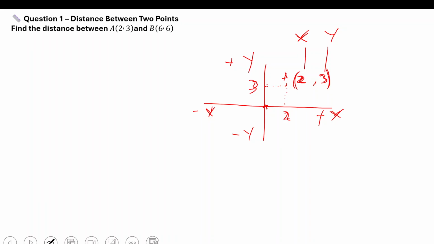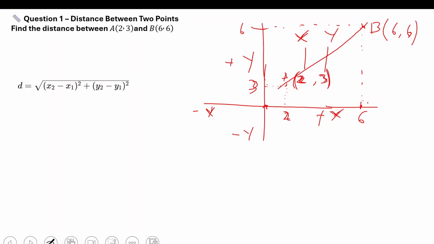In the same vein, I have 6 and 6. So I would still extend this, and let's say this point is 6 on the x-axis, and up here 6 on the y-axis. So if I draw a continuous line, where they meet is defined as point B, which is 6 and 6. So that's just a little concept to understand coordinate geometry. But we're asked to find the distance between the 2 points. So if I draw the line between here and here, I look for the distance between 2 points.